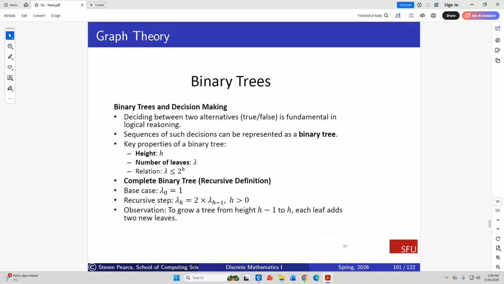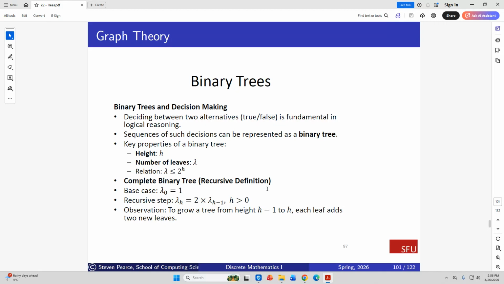Okay, binary trees, sort of like decision trees, 0, 1, true, false, yes, no. Deciding between two alternatives is fundamental logical reasoning, so binary trees are a big deal. Key properties are height, number of leaves, and the relation. Say, the number of leaves is less than or equal to 2 to the h, okay? It goes down 1, 2, 4, 16, 32. But that's for a full binary tree, so that's why it's less than or equal. So if it's full, that's equal.